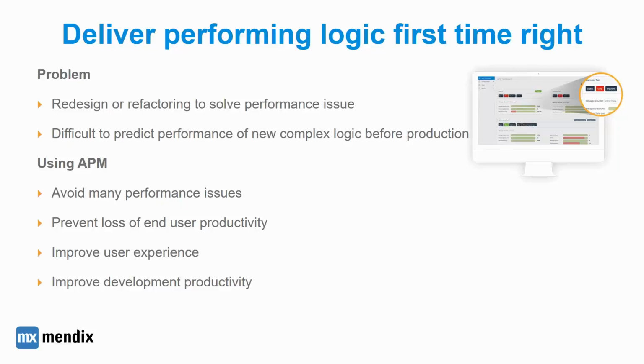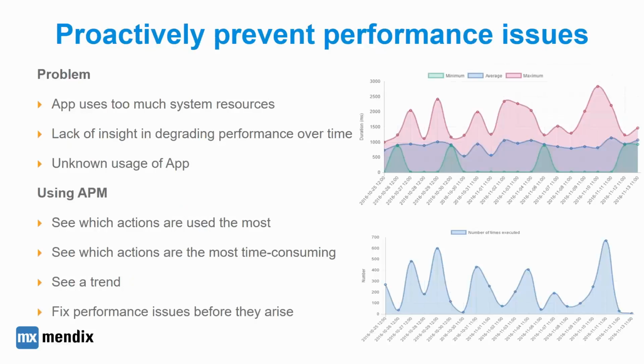Well, as I said, besides taking care of performance during development, you can also prevent performance issues by looking at trends in production. And for that reason, we have another tool that's called the statistics tool. So suppose your app uses too much resources, or you see a degrading performance over time. It's not yet an issue, but your application is becoming slowish, and you do not really know which parts of your app are used or which parts are causing the issue. For this, we have the statistics tool.